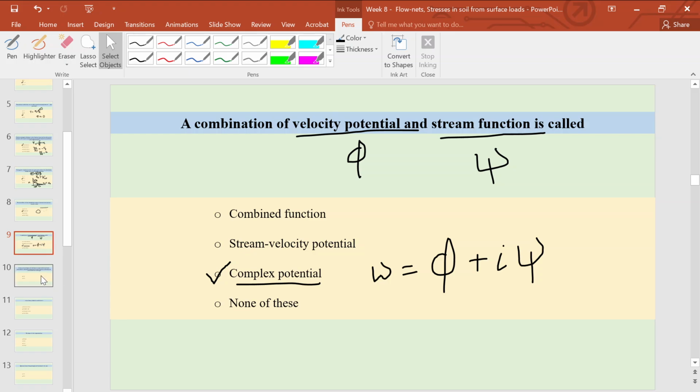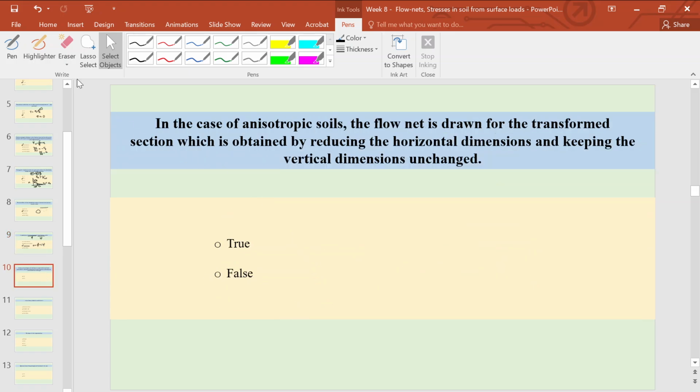Okay, next question. In the case of anisotropic soil, the flow net is drawn for the transformed section, which is obtained by reducing the horizontal dimensions and keeping the vertical dimensions unchanged. Is it true or false? It is true, sir.